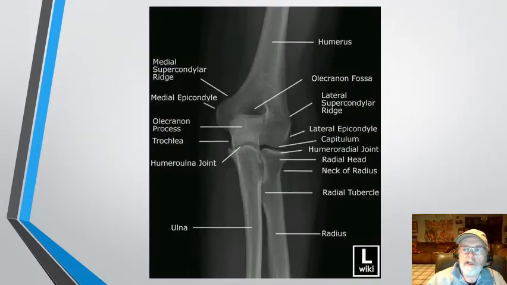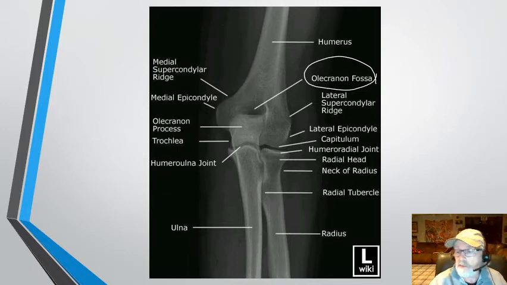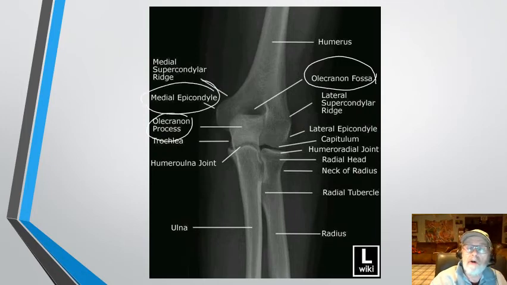Okay? Let's look at another one. Now we're looking at another one here. And you can see all these same things. All these are really well. You can actually see very well the olecranon fossa. See how it's less dense? Because there's not as much bone to have to go through. You can see the olecranon process sitting inside that olecranon fossa. You can see the medial epicondyle because I know the ulna's on the medial side. I can see my lateral epicondyle because I know the radius is on the lateral side.